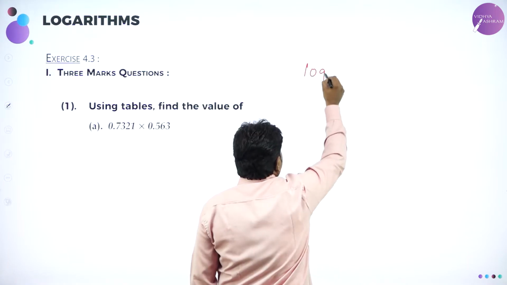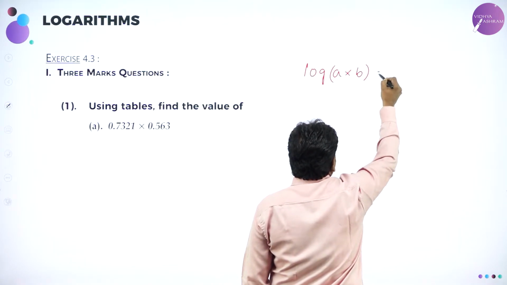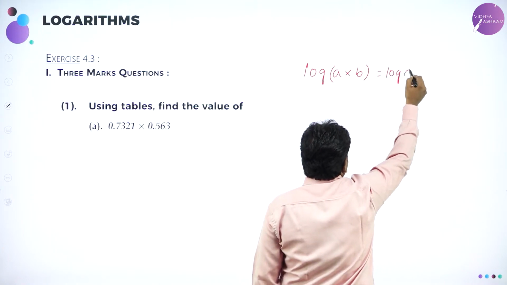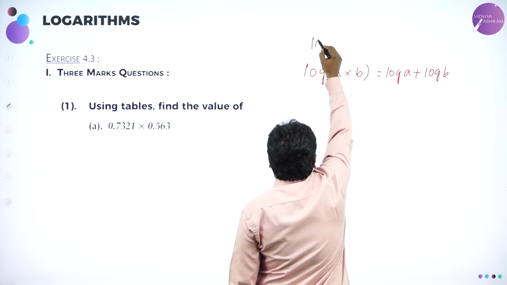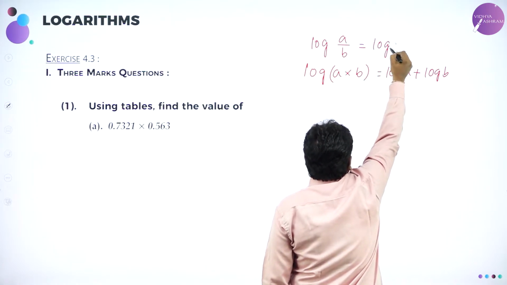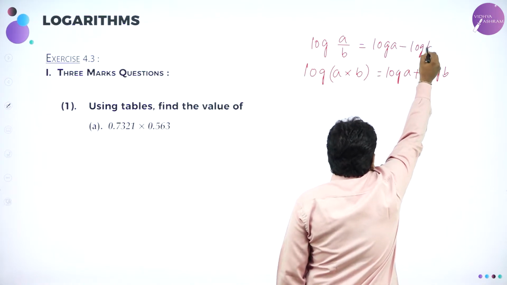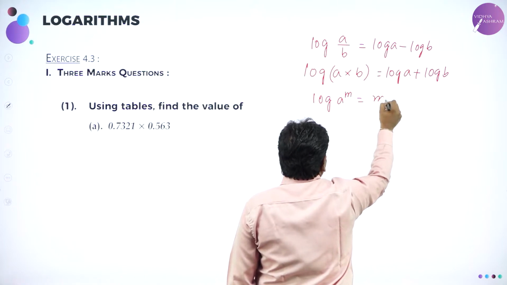That one is a into b. What is log a into b? Log a into b is log a plus log b. The basics of log. And log a by b. What is log a by b? Log a minus log b. And one more is log a power m. What is log a power m? m log a. These are the things.